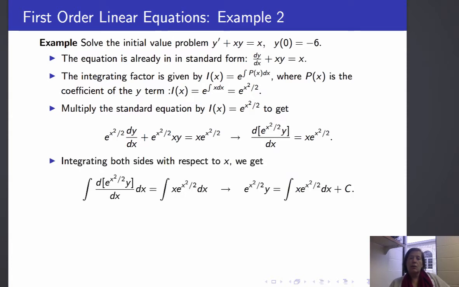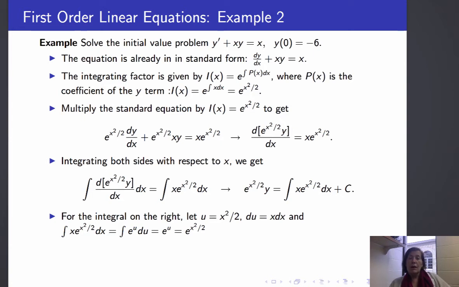Integrating both sides with respect to x, we get the integral of the left-hand side equals the integral of the right-hand side, which is the integral of x times e to the x squared over 2. And the integral of the left-hand side is the easy one, because we're integrating a derivative. It's e to the x squared over 2 times y, and the integral of the right-hand side is the integral of x times e to the x squared over 2 dx plus that constant of integration.